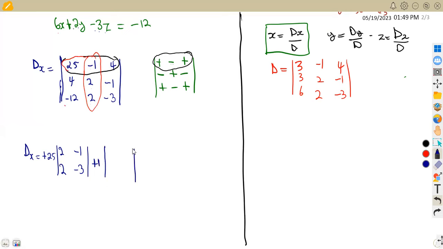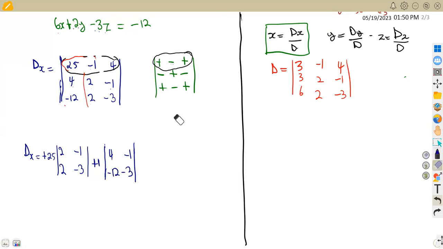Our determinant after closing the row and column, we've got four, negative one, minus 12, minus three. Okay, so we're done with this part. We move on to the other part. All right, so let me remove this quickly here.